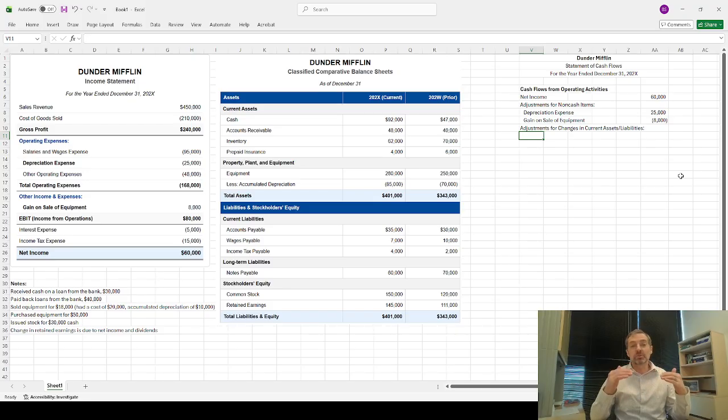And now we're going to go through all of our current assets and liabilities, except for cash, and say, all right, did they go up or did they go down? Let's start with accounts receivable.